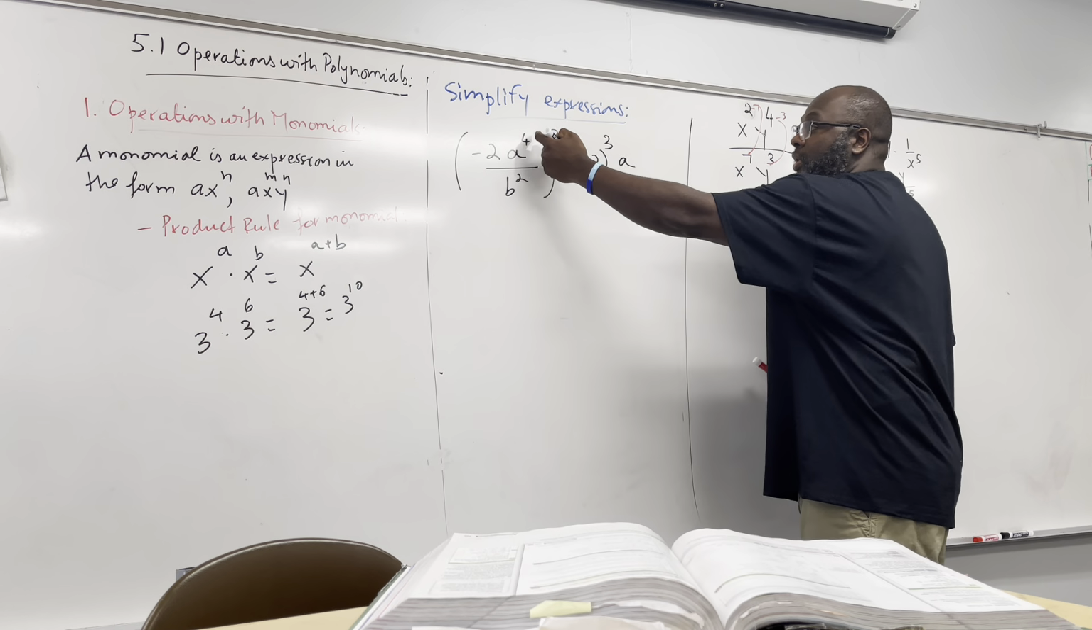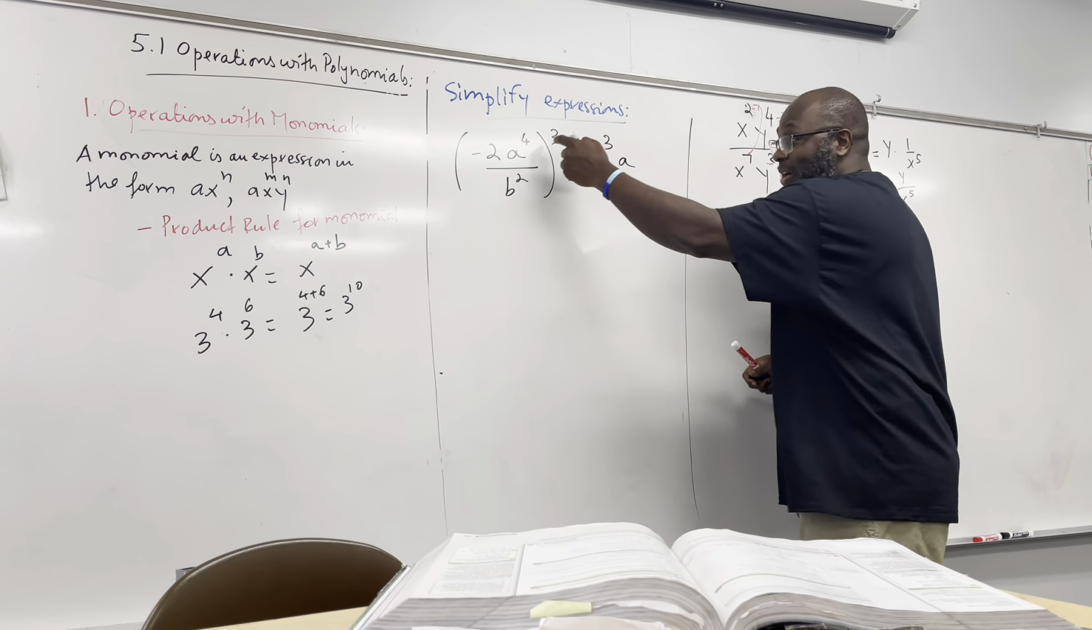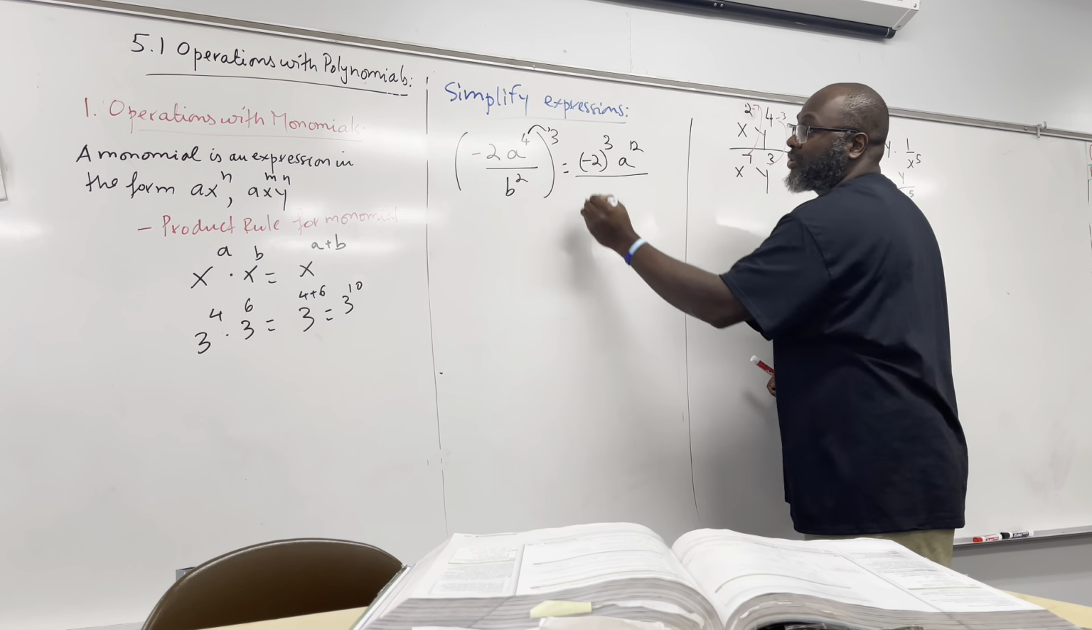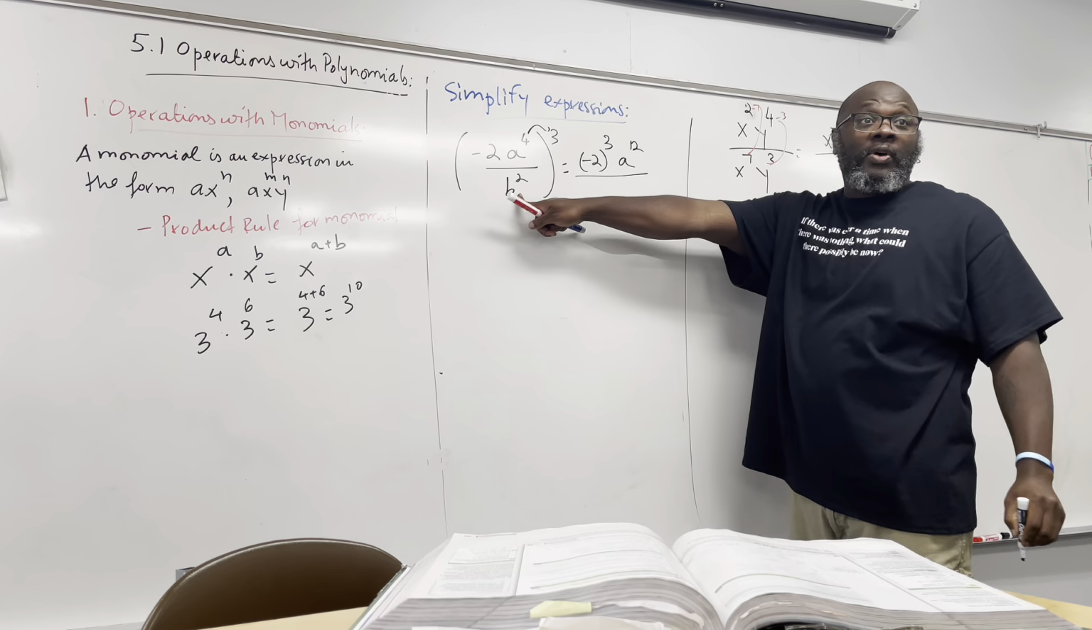Remember? 7. No, not 7. You see? 12, but you do what? 4 times 3, right? This is where you have to be extremely careful. And then b is going to be raised to the power of what?